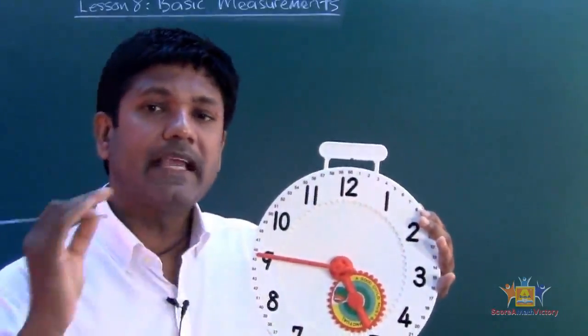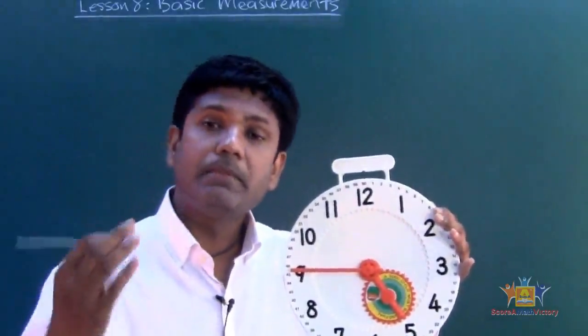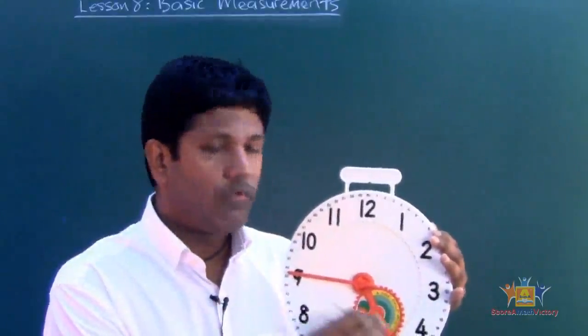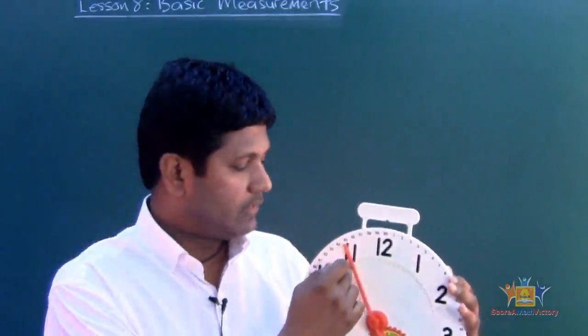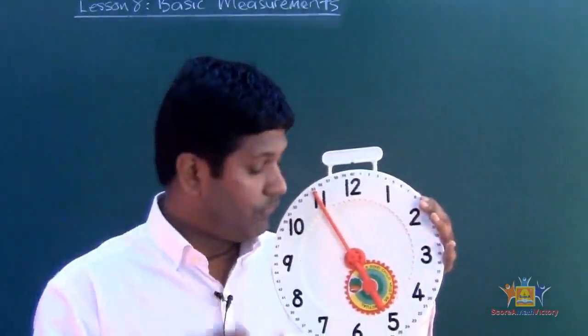So you know each section is 5 minutes. You just use the times table. 9 times 5 is what? 45. So it's 45 minutes. So 4:45. See that? If it touches 11, 11 times 5 is 55. So it'll be 4:55.